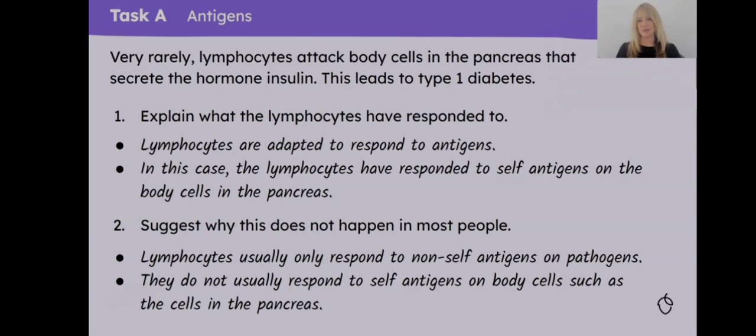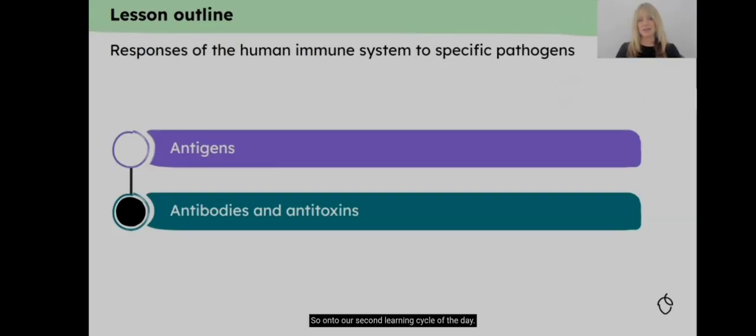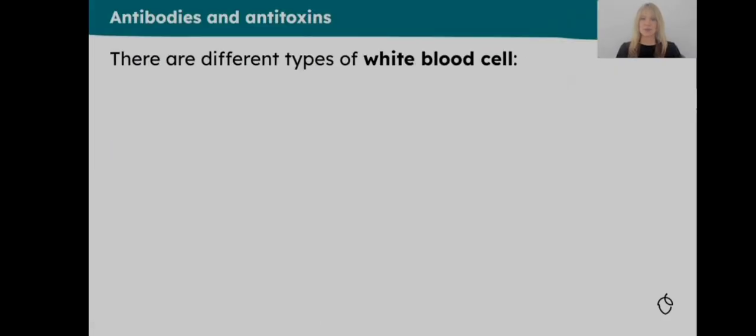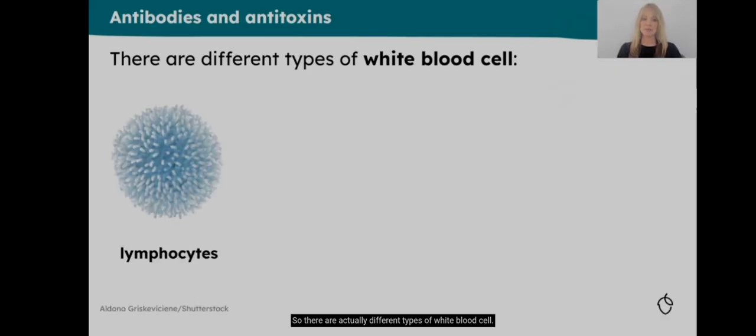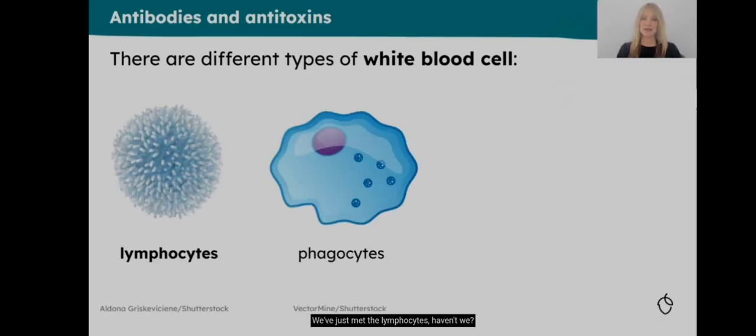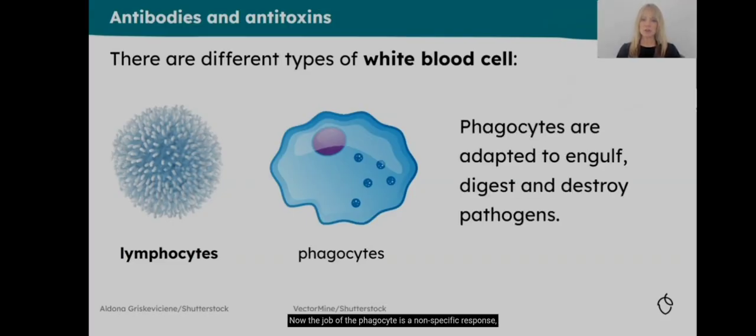Well done. So on to our second learning cycle of the day. This one is antibodies and antitoxins. So there are actually different types of white blood cell. We've just met the lymphocytes, haven't we? But there's also the phagocytes. Now the job of the phagocyte is a non-specific response. And what they do is that they will engulf by changing shape. They change the shape of their cytoplasm to engulf any pathogen into a vesicle. They then release enzymes into that and digest and destroy that pathogen.